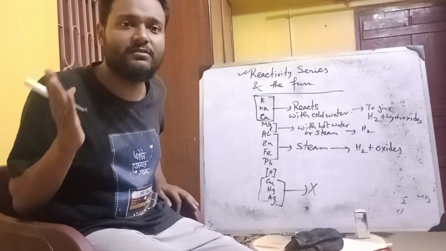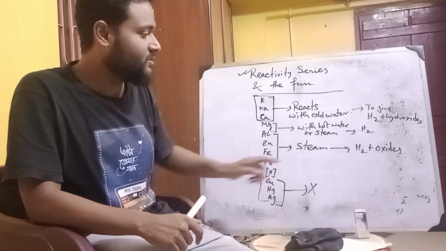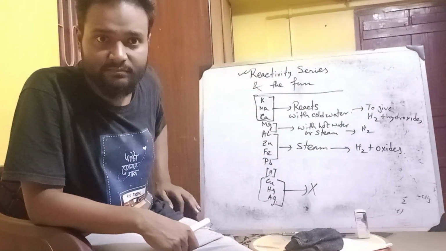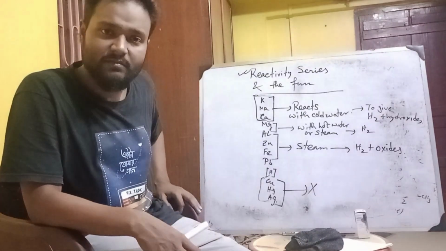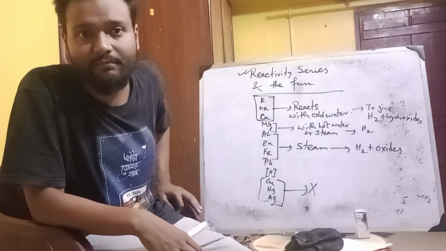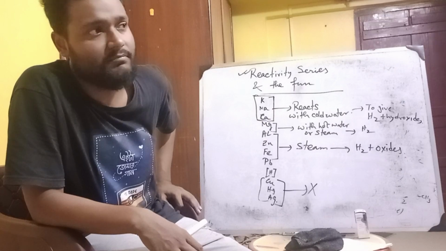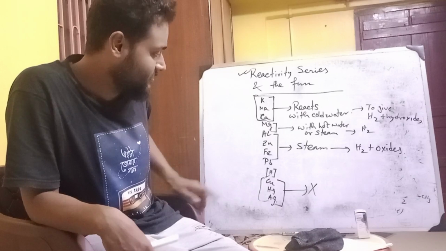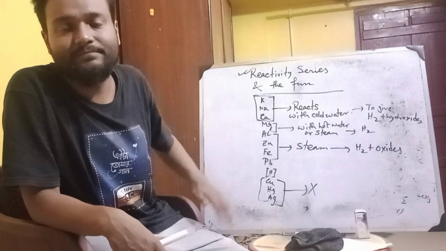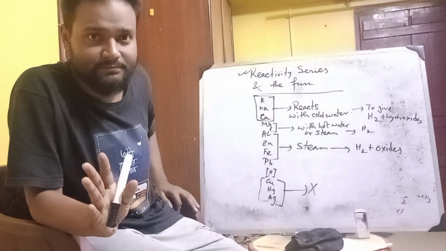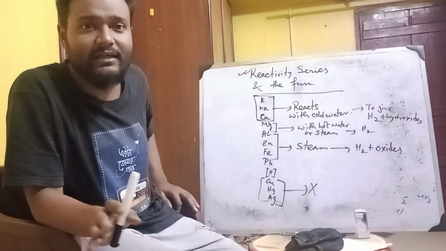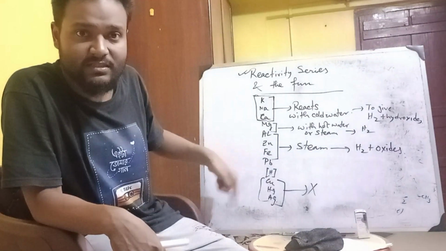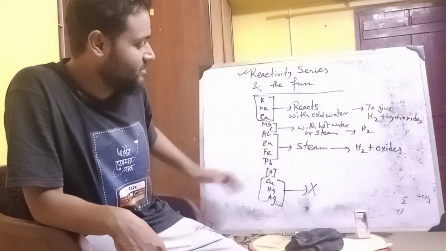Steam has to be passed on them, so they will react after that. But there is a kind of student who, even if beaten, will not react. They will not sit down to study. In any situation they will not react. So those metals, those students, are copper, mercury, silver, like that.